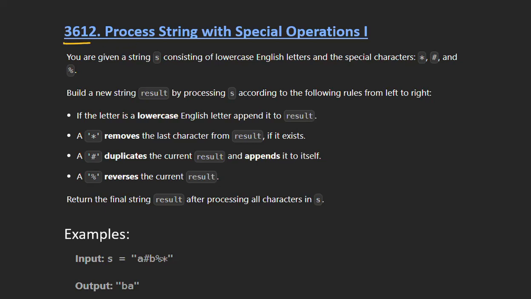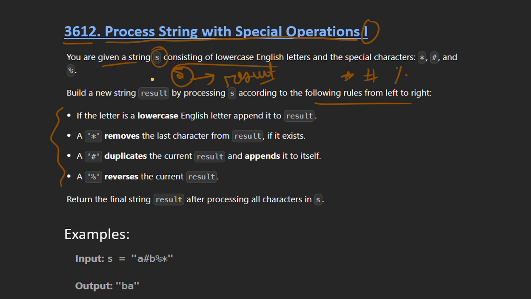So today's LeetCode question is 3612, which is Process String with Special Operations, Part 1. Basically, in this question we are given a string s which consists of lowercase English letters, and it also has some special characters, that is star, hashtag and percentage, right? What we need to do is use this string s to build a new string result and process s according to the rules given here.